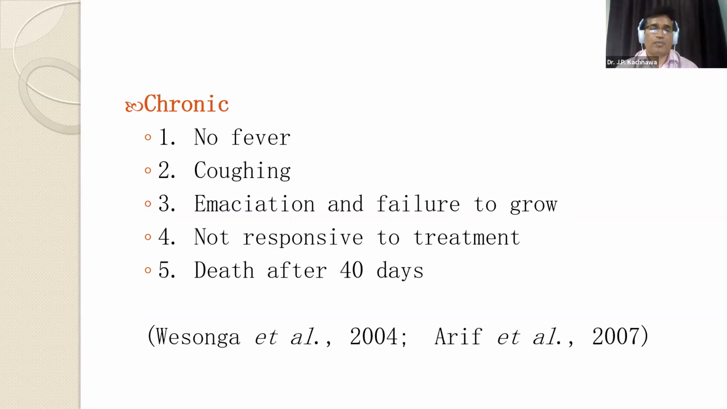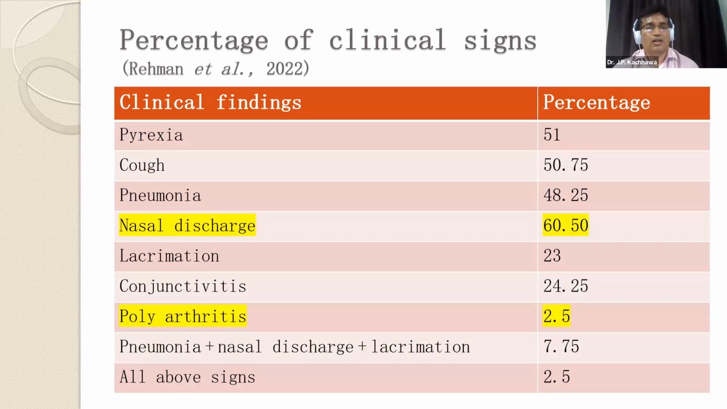If we talk about the chronic condition, there will be no febrile condition. Coughing may be there for a longer period. The animal is emaciated and shows stunted growth. The animal does not show any response toward the given treatment, and death may occur after 30 to 40 days. Rehman and co-workers recorded the percentage of clinical signs.